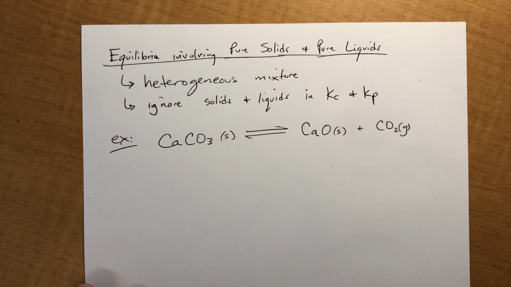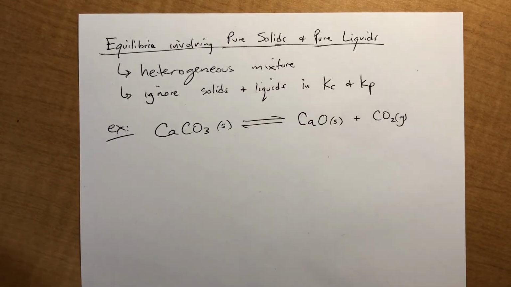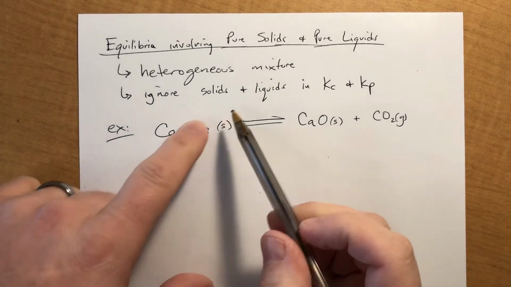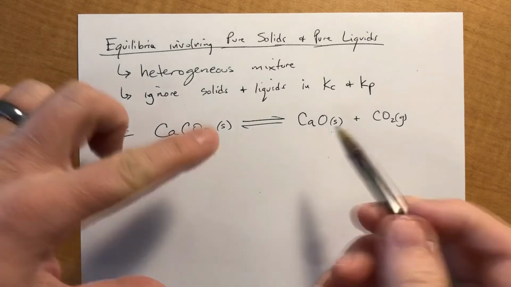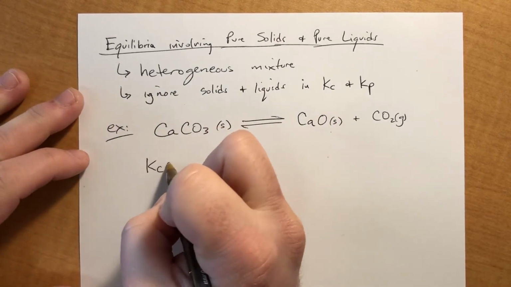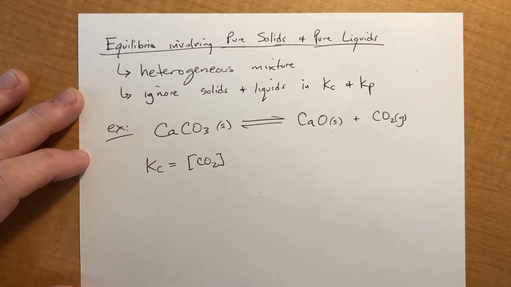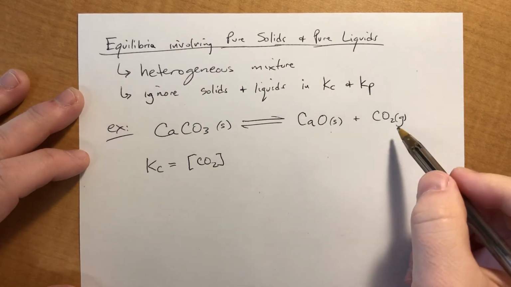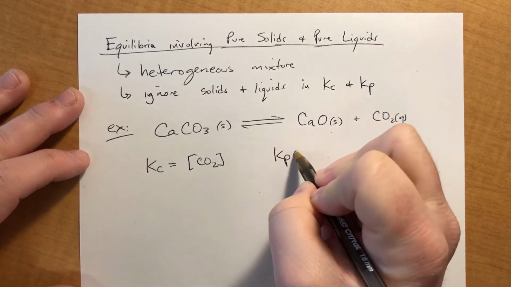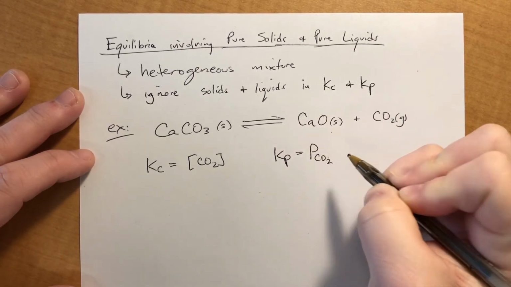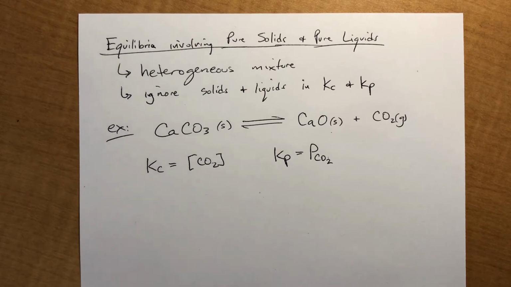Okay. If we were going to write Kc for this, we would visualize it as this times this divided by this. But the solids and liquids, we can ignore them, so they just kind of vanish. So Kc for this is literally the concentration of CO2. And since that's a gas, we could also do it in terms of Kp. Kp is the pressure of CO2. Right?